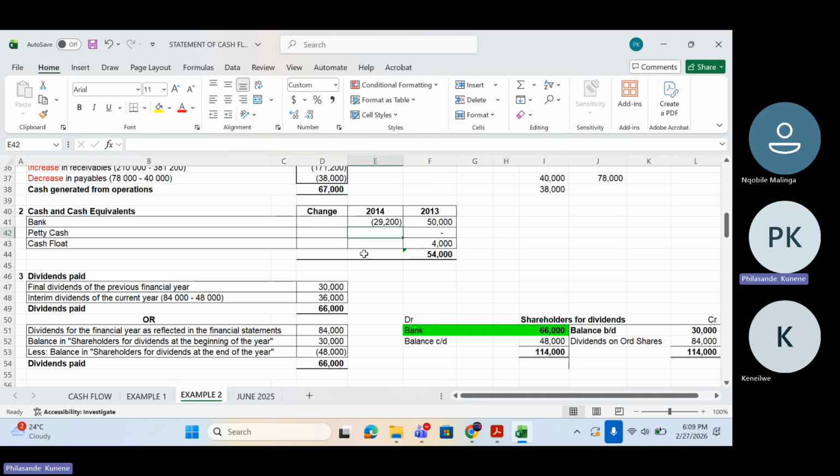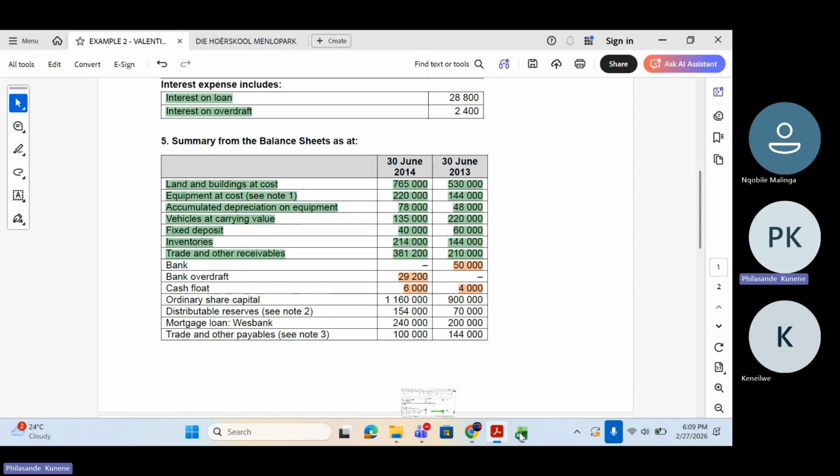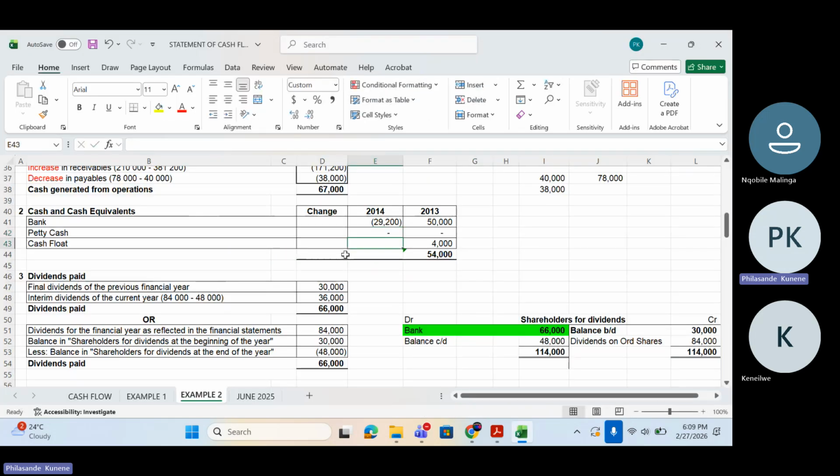And then what about petty cash? Do we have petty cash? Nothing, but we have a cash float of 6,000 rand. So I'm going to have 0 here, and then a cash float of 6,000 rand. And then how much is the total cash that I'll be having? 23,200, which is an overdraft. That is 23,200, which is negative.